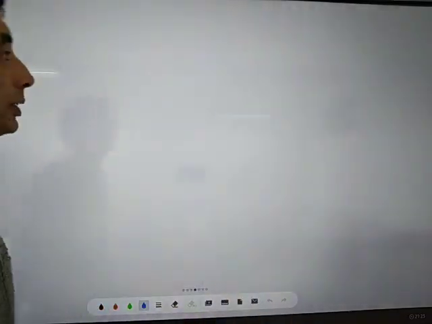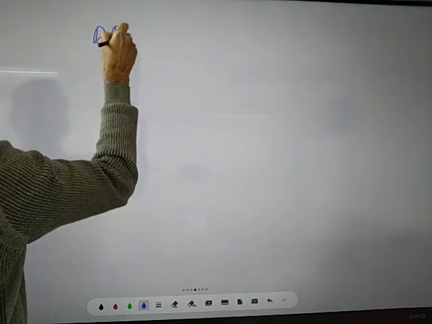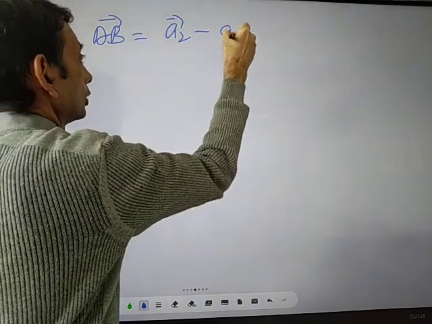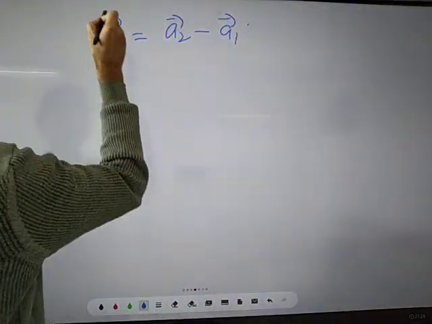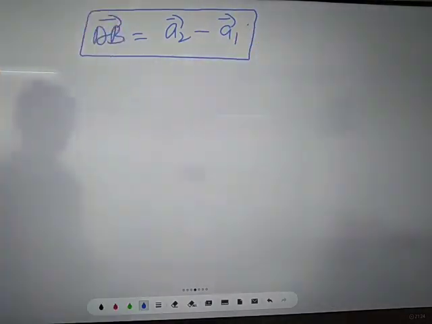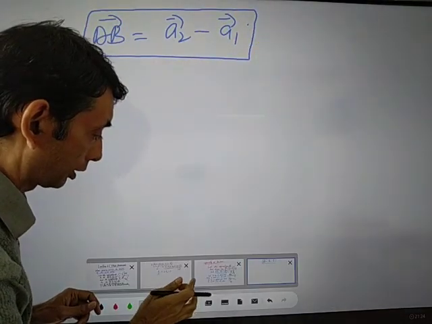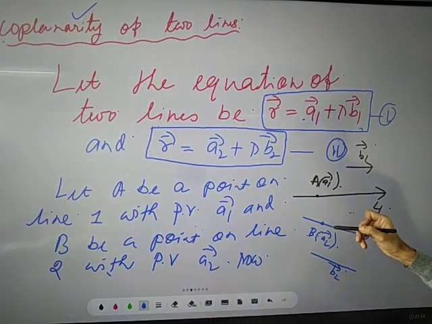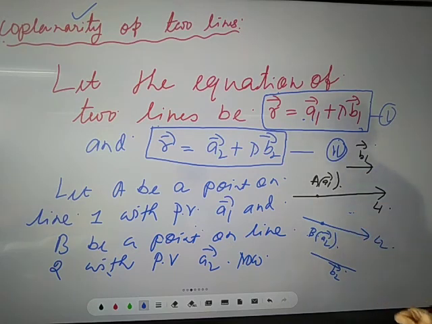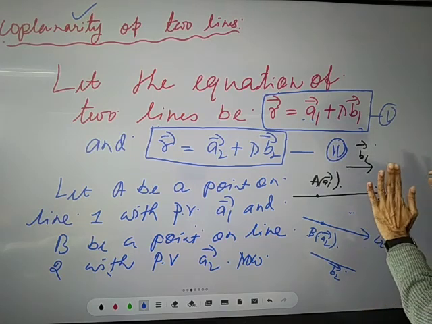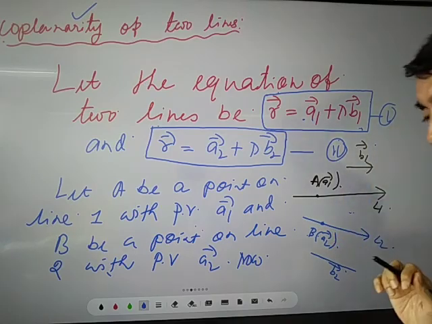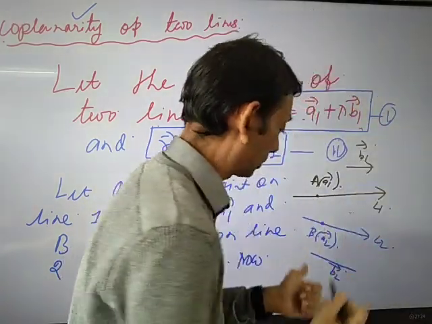Now we'll find AB. What is AB? The vector joining two points. This is A2 minus A1. So you got this. Now let's go back to the previous page. Now in case L1 and L2 are to be coplanar, that means these two lines lie on a particular plane, then we have to take help of B1 and B2.